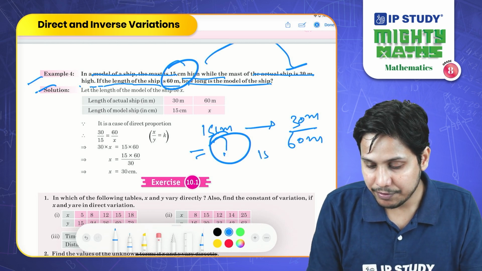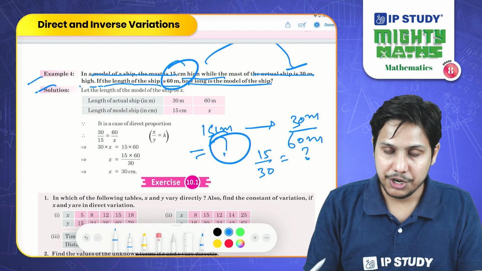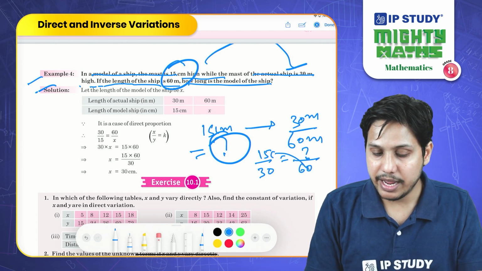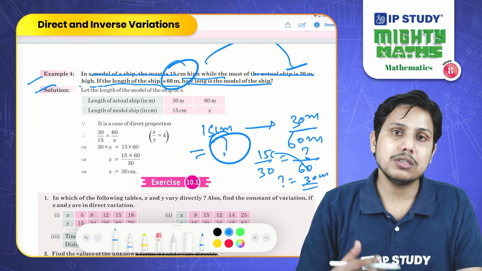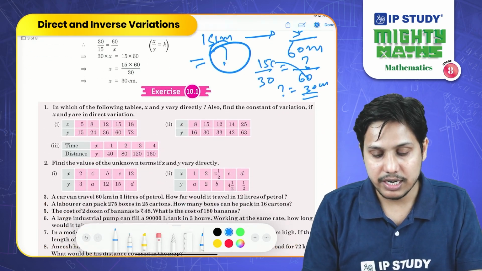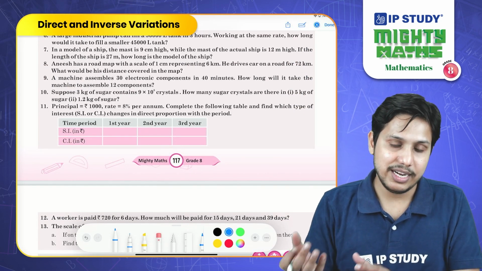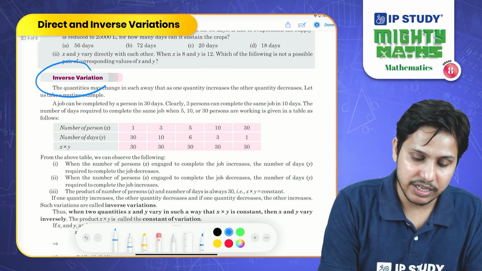So we can have 15 over 30 equal to an unknown value that we have to find over 60. Now if we cross multiply, we will get 30 centimeter. So this is the application of direct variation, and it applies to two quantities which vary directly. Yes. Now moving to the next topic, inverse variation.